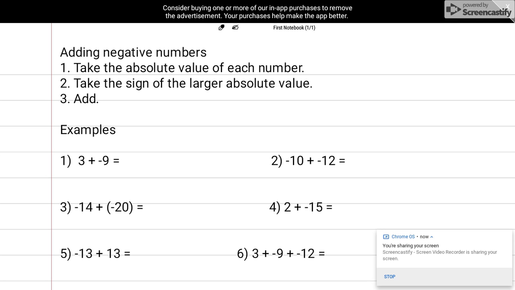Today we're going to be talking about adding negative numbers. Adding negative numbers is very different than multiplying or dividing. There are some steps that we do need to go through in order to get this done properly.